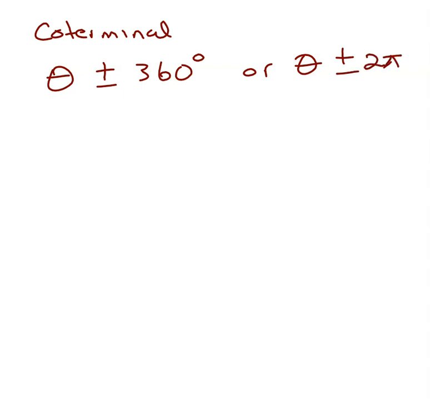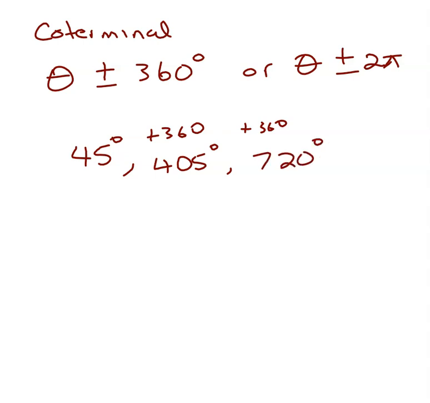So let's try a few examples to put this to use. If I had an angle of 45 degrees, and I'm asking you for the coterminal angles, we can start off by adding 360. This is going to be 405 degrees, plus 360, this is going to be 720 degrees. Now, what if I wanted to go in the opposite direction? 45 degrees minus 360 is minus 315 degrees, minus 360 is minus 765 degrees.